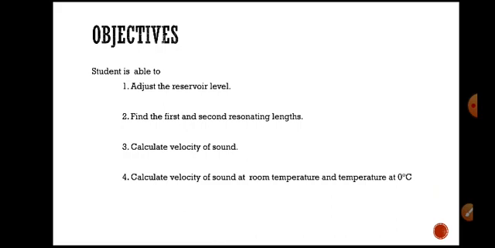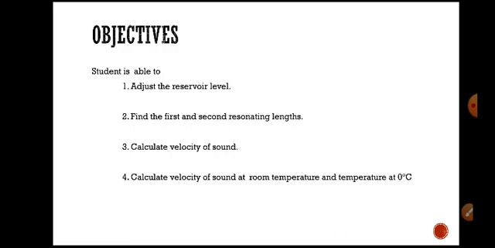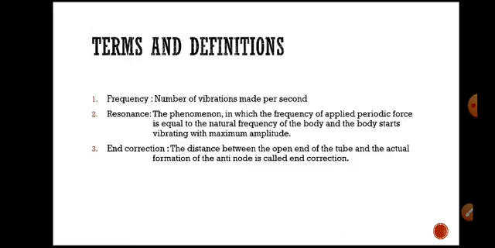Here he or she is able to arrange the apparatus, adjust the reservoir level, find the first and second resonating lengths, and calculate. The student is able to calculate the velocity of sound at room temperature and at the temperature of 0 degree Celsius.